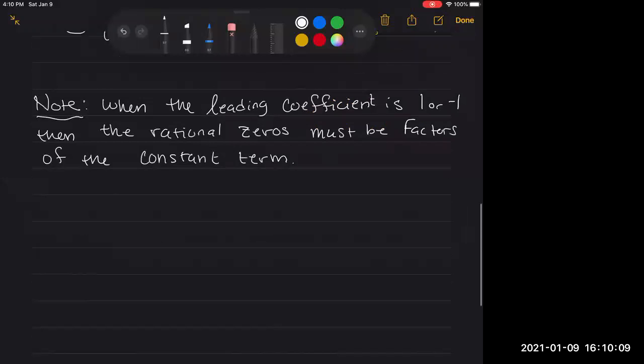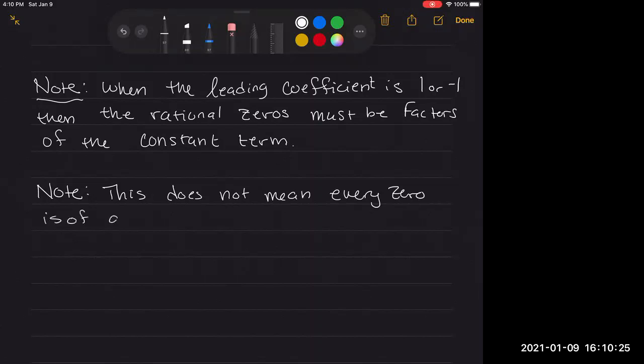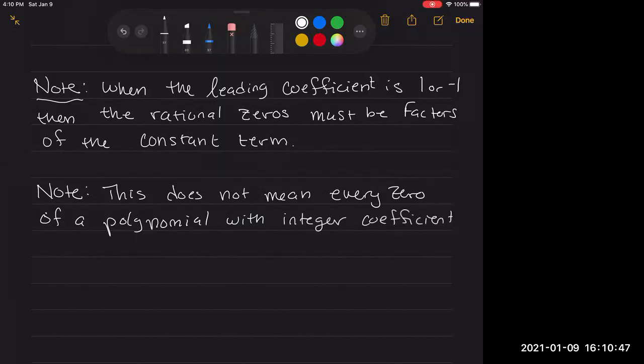All right, and another important note. This one's really important to remember. So this does not mean that every zero of a polynomial with integer coefficients is rational. I'm so sorry, y'all. It only means that if a zero is rational, then it's of this form.